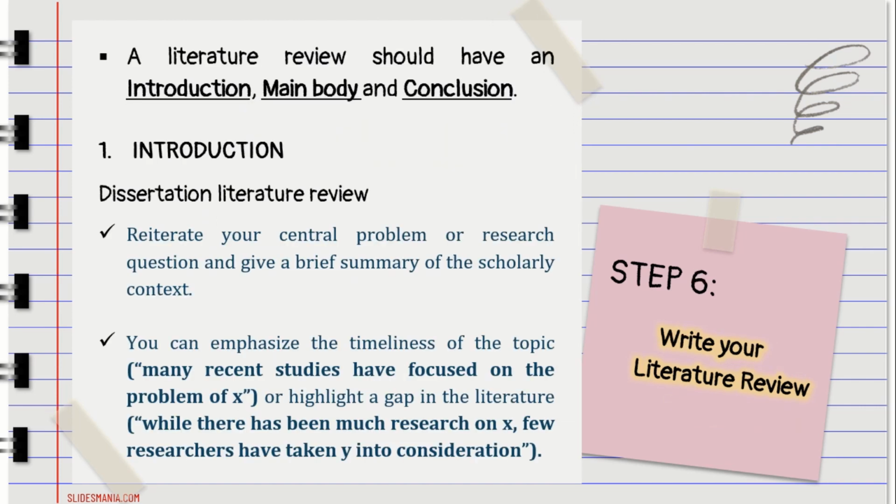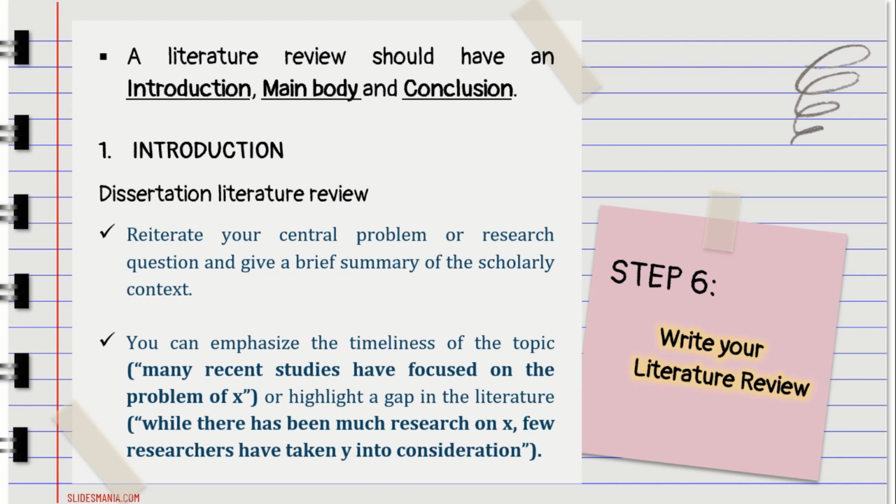And for the last step, write your literature review. So like other academic texts, your literature review should have an introduction, a main body, and a conclusion. So what you include in each part will depend on the objective of your literature review. So first we have introduction.